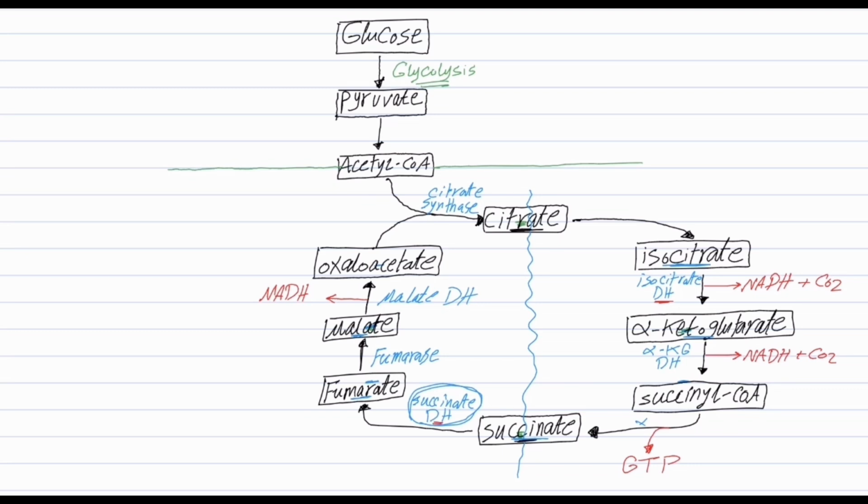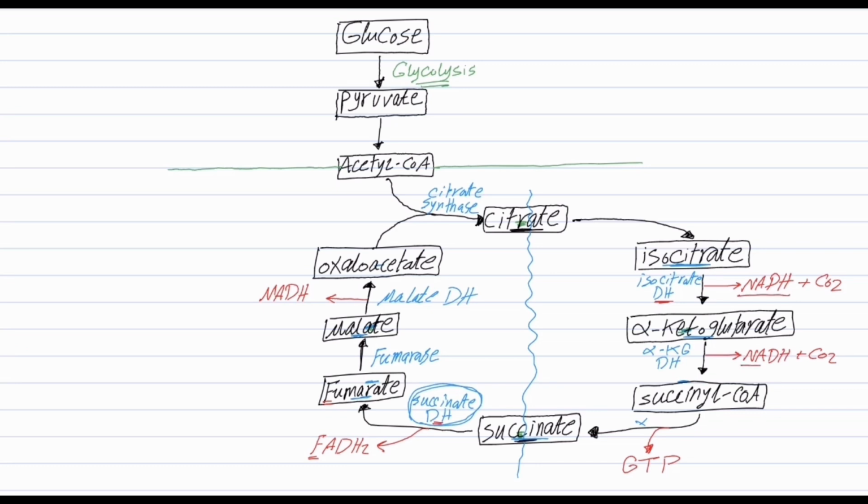Because it does not give us NADH. It's the only dehydrogenase that gives us FADH2. So, please remember that FADH2 comes before fumarate. And the enzyme fumarase gives us basically nothing.